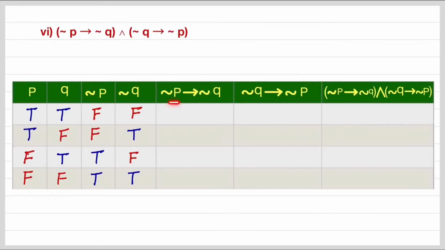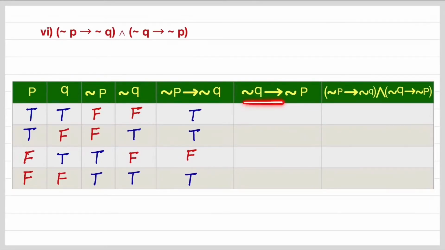Now, implication. Negation of P implies negation of Q. When first statement true and second statement false, implication is false. Otherwise, it is true. At third entry, this condition is satisfied. So, third entry is false and all other entries are true.